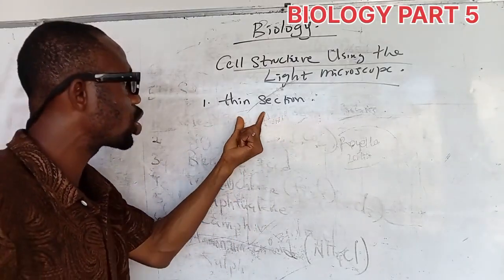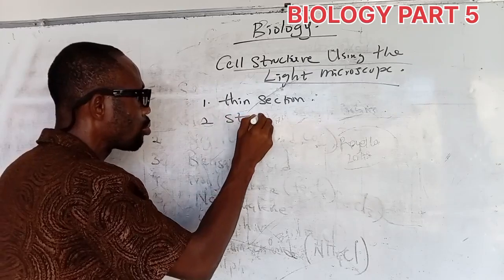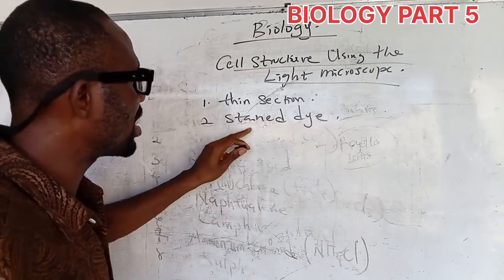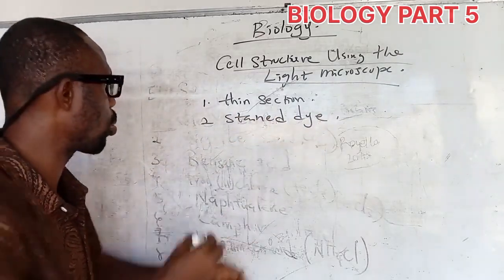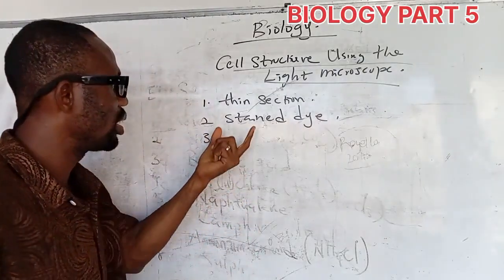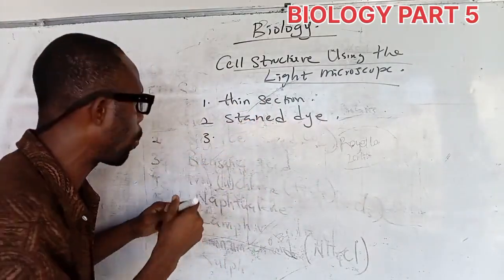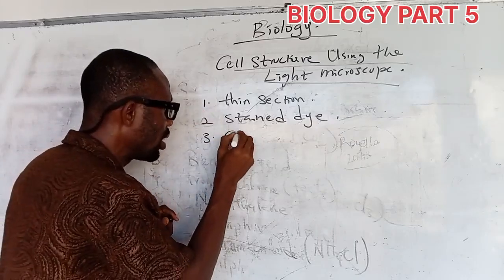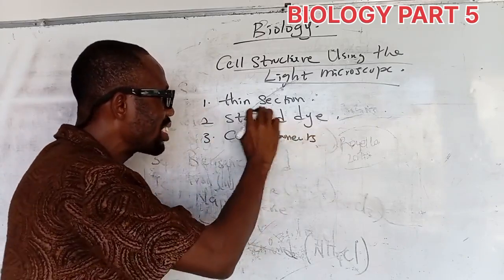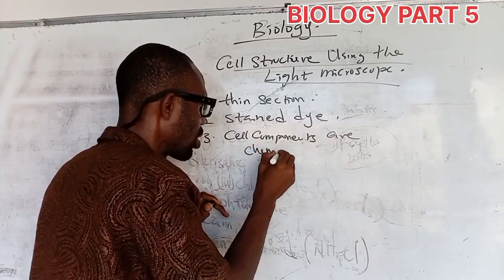When it is cut into a thin section, number 2, it is then stained with a dye. Do you understand that? Number 3, the reason is that these thin sections are made up of chemical substances. Take note of another point: these cell components in these thin sections are made up of chemical substances.